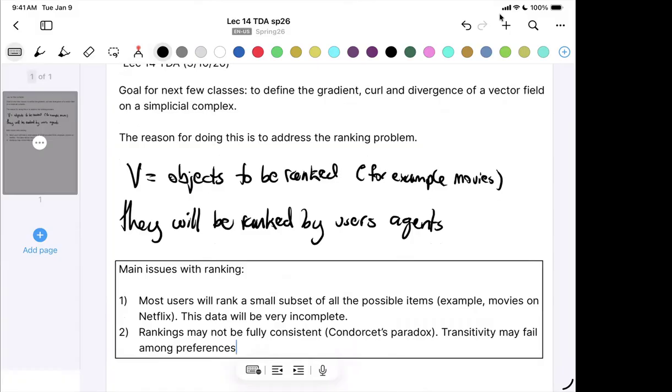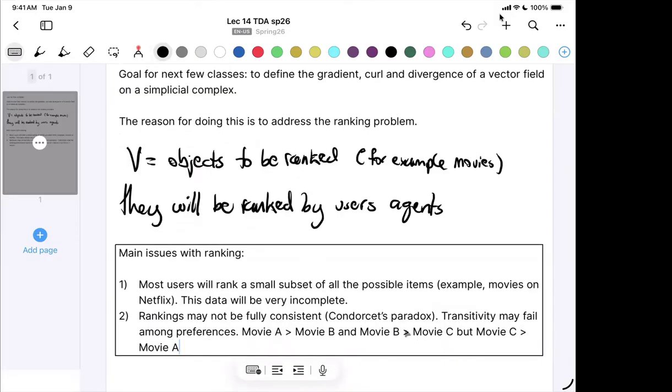And the example, I think I may have even mentioned this at the beginning of the course, you could think about it as movies. Someone may prefer movie A to movie B, I'm just going to use greater than as preference. So someone prefers movie A to movie B, and someone prefers movie B to movie C, but for whatever reason, movie C is preferred over movie A.